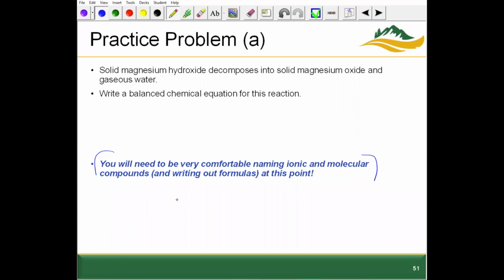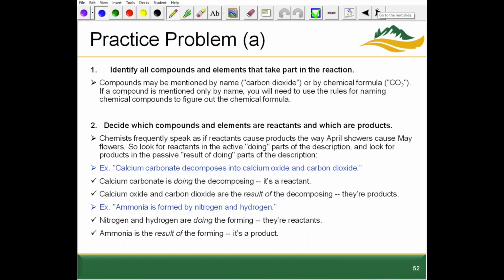In this practice problem, solid magnesium hydroxide decomposes into solid magnesium oxide and gaseous water. So we're going to need to know magnesium hydroxide and magnesium oxide and the formula for water in order to be successful with this problem. Step 1, identify all the compounds and elements that are present in the reaction. We're going to have to know naming at this point.